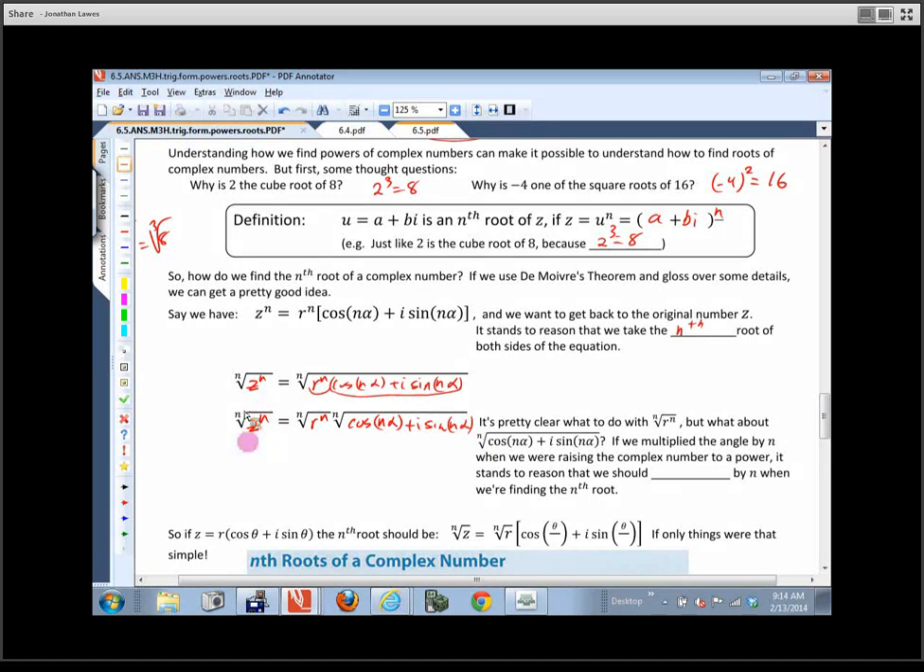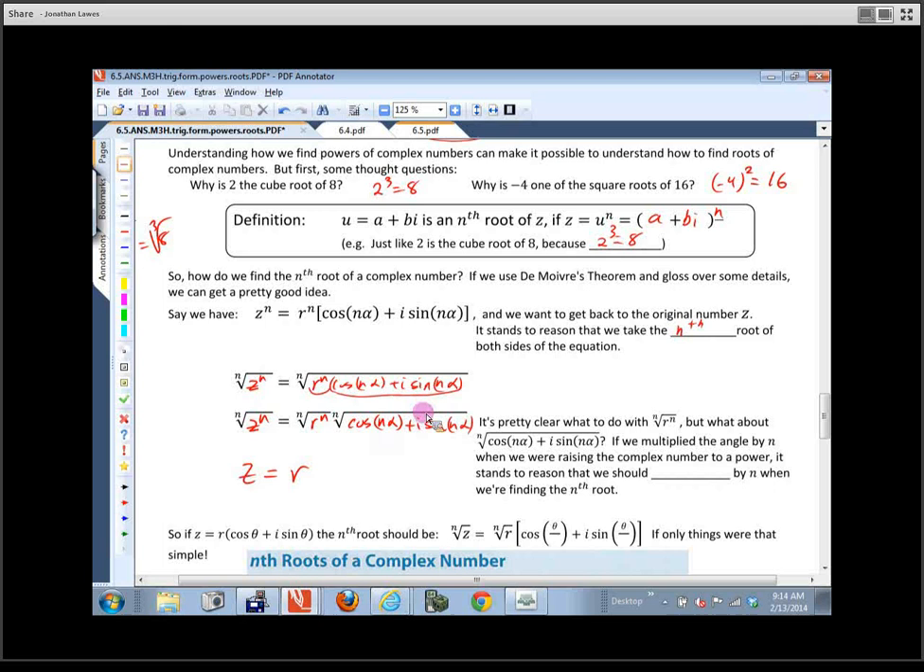So what should this give me if I carried this out? That just gives me z, right? What should this give me? Just r. Okay, see how I'm back to the right length for the radius? So it's pretty clear what to do with each one of these. But what do I do right here?